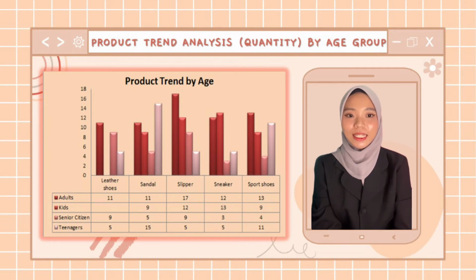Last category is teenagers, and the age range is from 13 years old until 19 years old. The highest number of requests purchased by teenagers is sandals. The total quantity of purchase is 15 units, and the lowest number of requests purchased is leather shoes, slippers and sneakers by 5 units for each type.